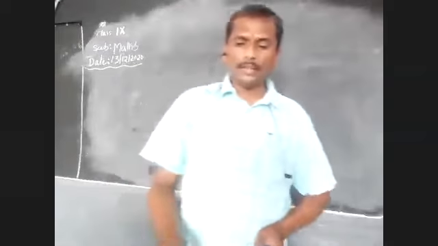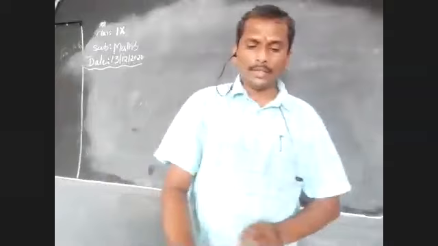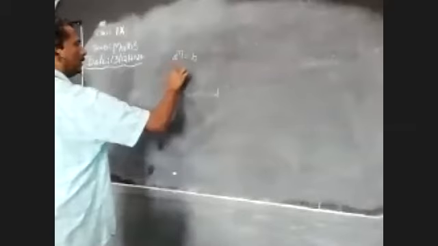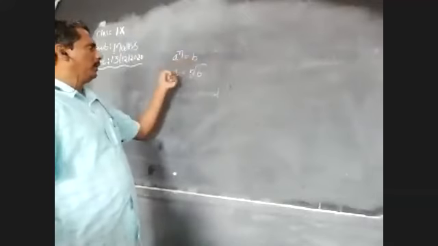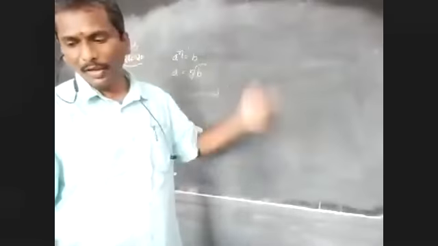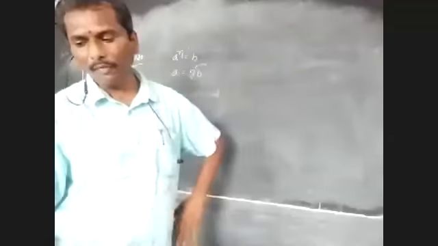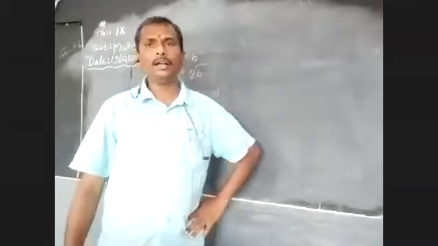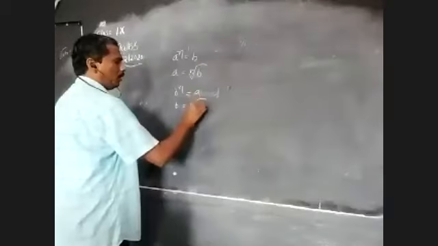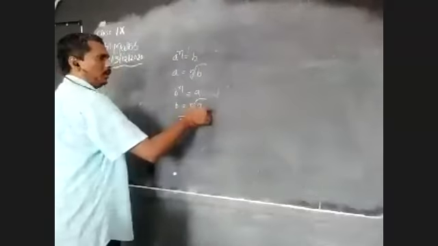So in the continuation, a to the power of n equals b. We write this as a equals the nth root of b. Here b is called the nth root of a. If b to the power of n equals a, then b equals the nth root of a.